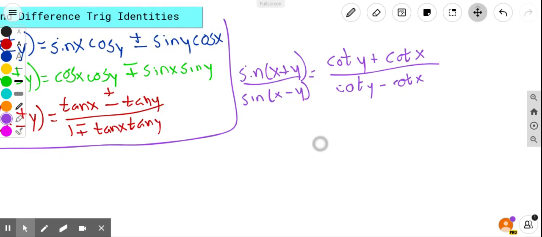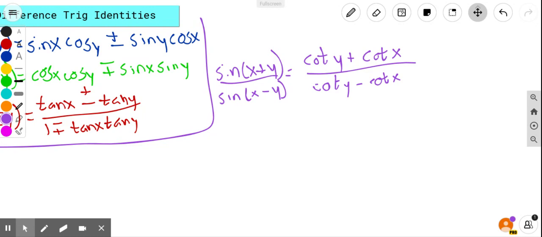All right. So for the numerator, we have sine of x plus y. So according to the blue equation, since I'm adding, I'm going to add the products up top. So it's going to be sine of x cosine of y plus sine of y cosine of x.